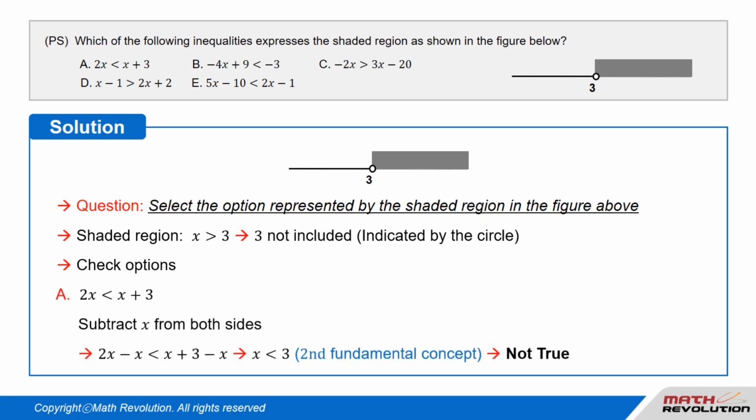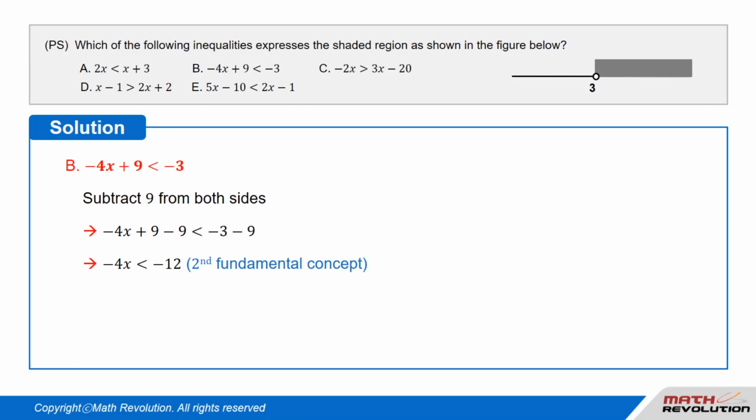A. 2 times x is less than x plus 3. If we subtract x from both sides of 2 times x is less than x plus 3, we have 2 times x minus x is less than x plus 3 minus x, or x is less than 3, by the second fundamental concept in inequality. Thus, this option is not true as we are looking for x is greater than 3.